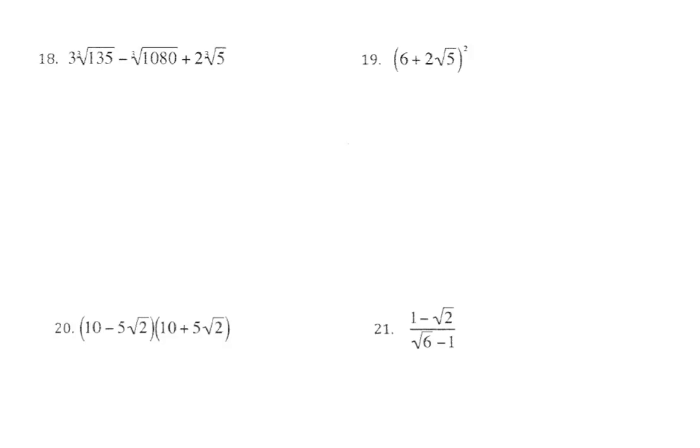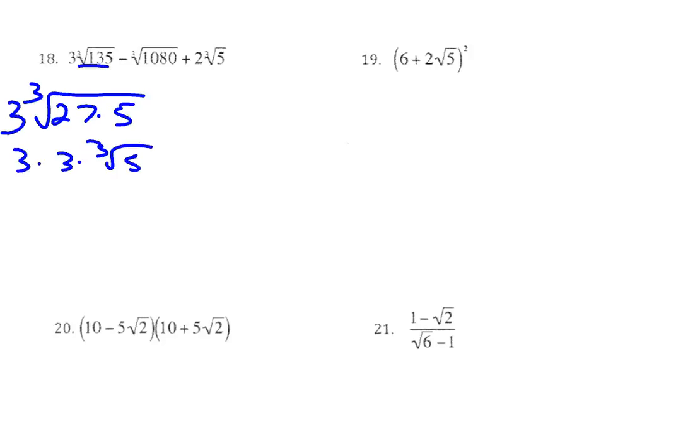Another one similar to that. Break it down. What goes into 135? Looks like 27 does. 27 goes in there 5 times. Okay, so the front turns into 3 times the third root of 5. Third root of 27 is 3, then you're just left with third root 5. So the front term is 9, third root 5.